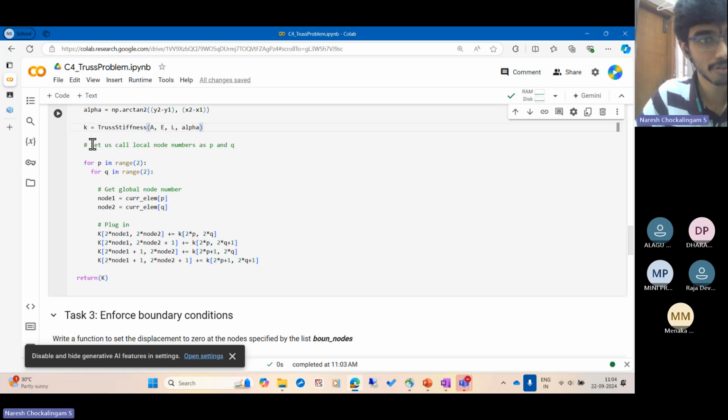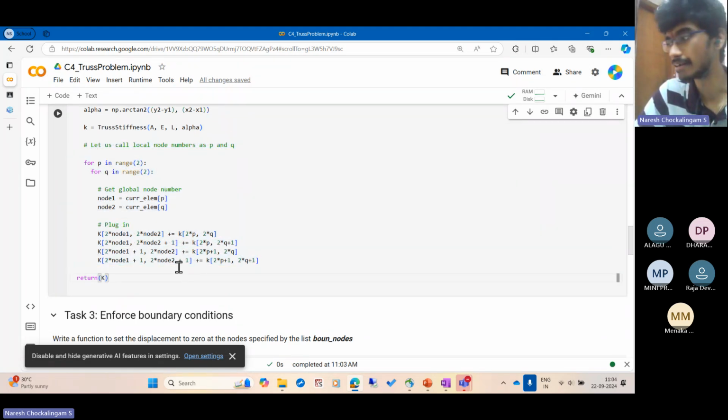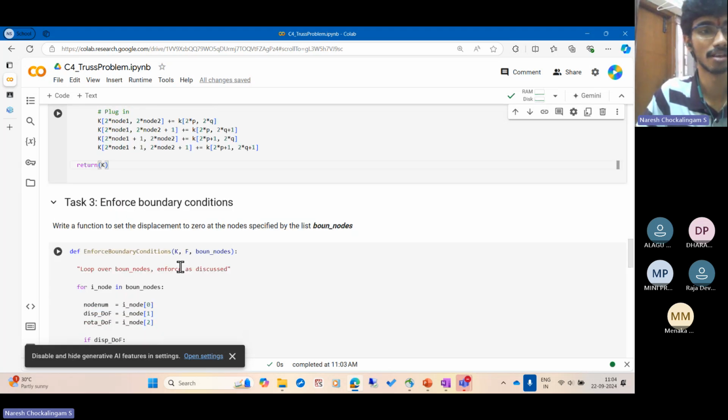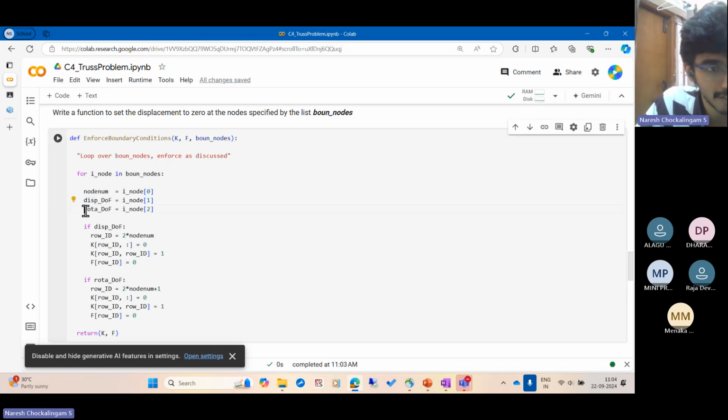Then I said we have to do some assembly operation, retain the old code. As I said, use the same code because it will work. The logic is the same. So retain the same code. Then come to boundary conditions. For boundary conditions also retain the same code. The only thing is it was displacement and rotation degree of freedom. Now I'll rename it as U1 degree of freedom and U2 degree of freedom at every node.